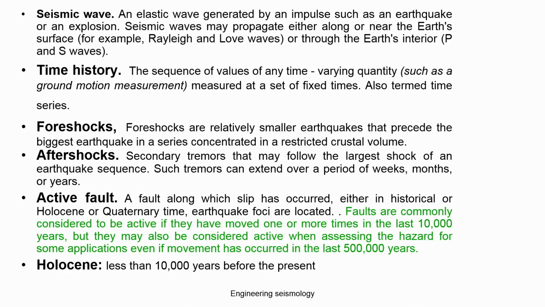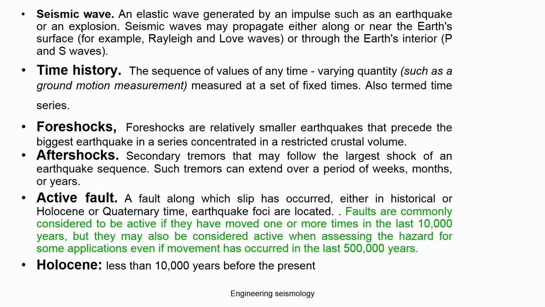A time history is the sequence of the values of any quantity against time. Varying quantities such as ground motion measured at a set of fixed times are also termed a time series. When seismic waves come, you can see the displacement of the ground, or in the form of velocity or acceleration. Acceleration versus time, velocity versus time, or displacement versus time is called a time history. So, you can get the acceleration time history, displacement time history and velocity time history due to the earthquake.